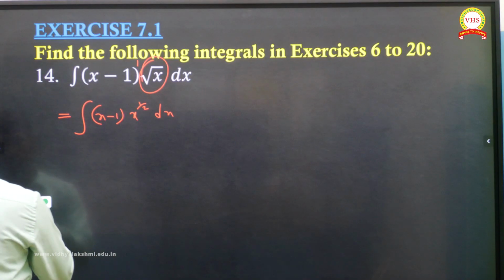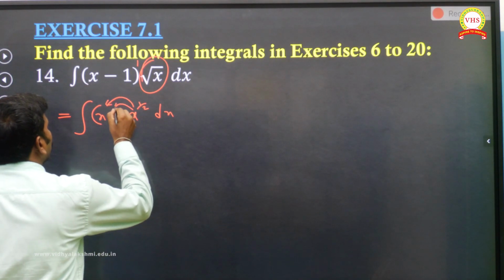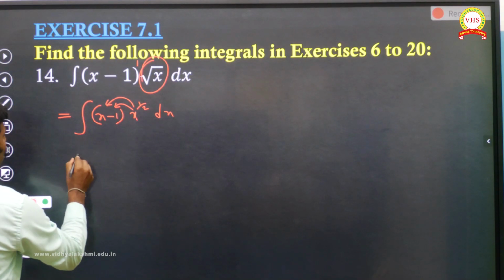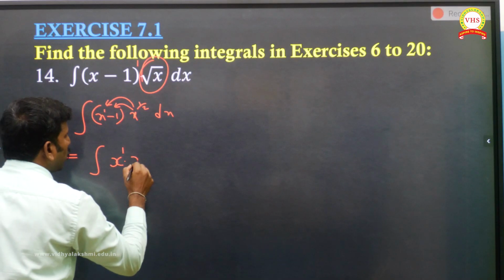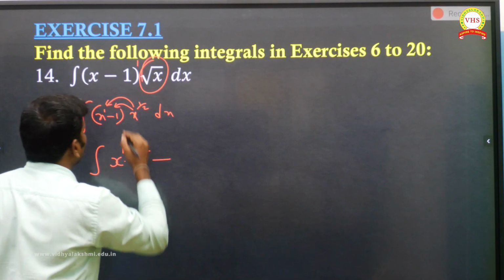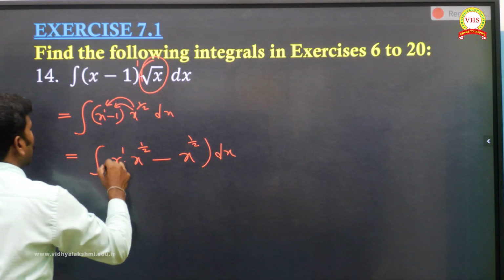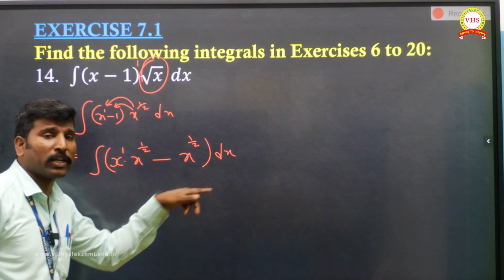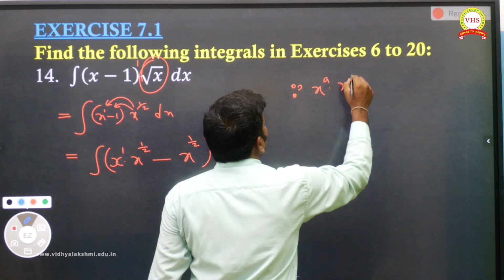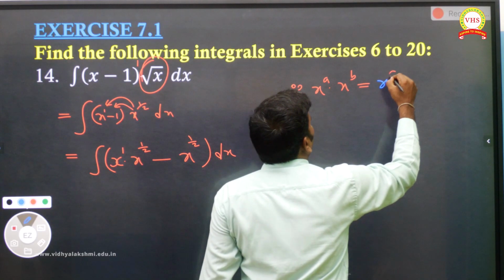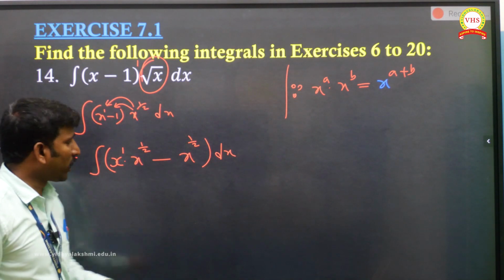Take x power 1 by 2 and multiply inside. Like this you multiply. Be careful. So here x power 1 into x power 1 by 2, minus 1 into x power 1 by 2, x power 1 by 2 as it is. Children, listen: when the base is common, you can add the powers. The formula is x power a into x power b equals x power a plus b. This formula you can use.